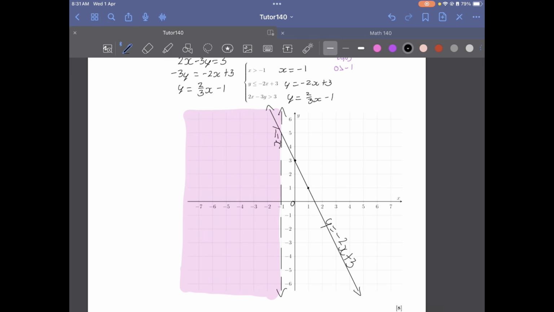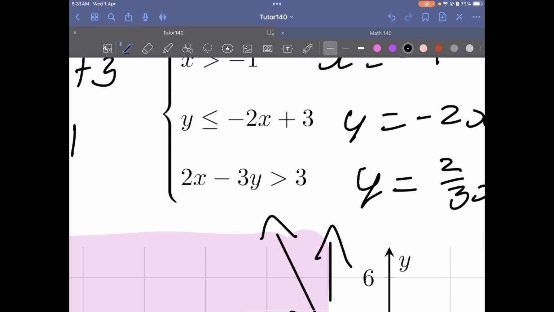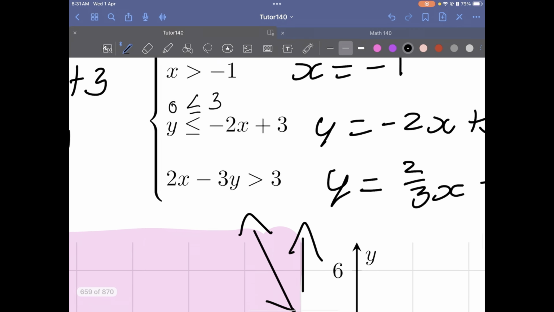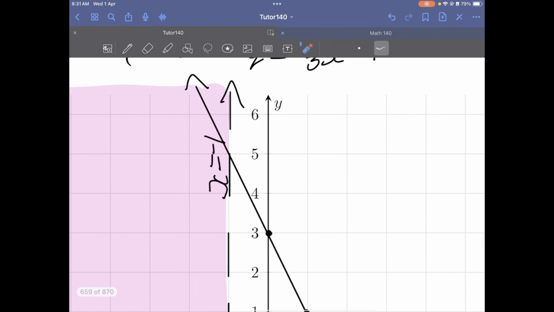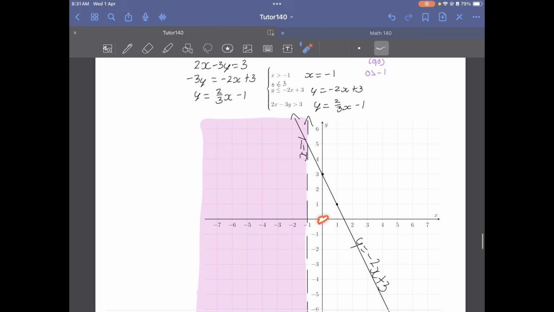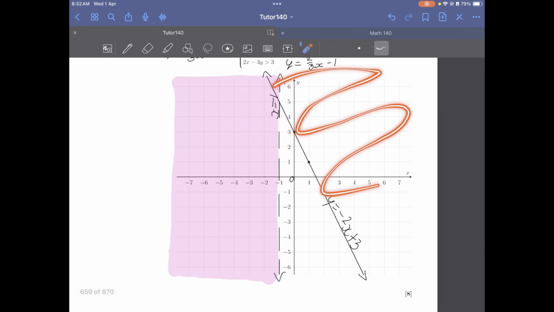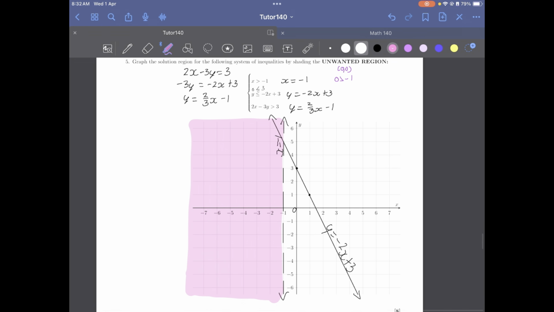Again, we're going to choose our test point 0, 0 since it's not directly on the line. It's substituted into the inequality. So this would be 0 is less than or equal to 3. This is a true statement. So the side with 0, 0 is the side we're keeping, and we're going to shade the other side because this is the unwanted region. These are the values that don't satisfy the inequality.